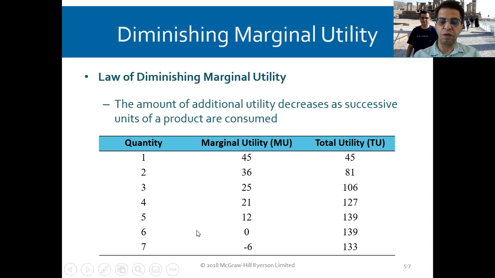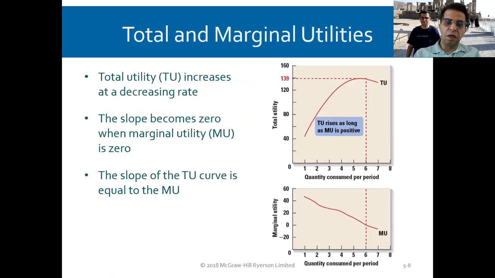So the sixth one is not going to give you any utility. So 0 plus 139 becomes 139. But the seventh one, when you start to feel dissatisfied, is going to give you minus 6 utility. So you take 139 minus 6, which becomes 133.